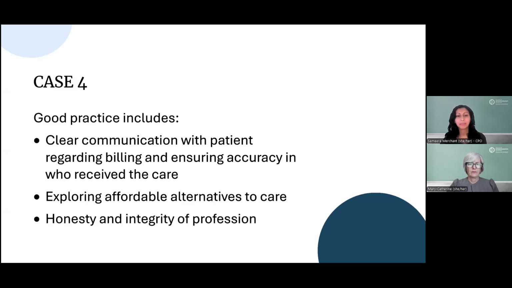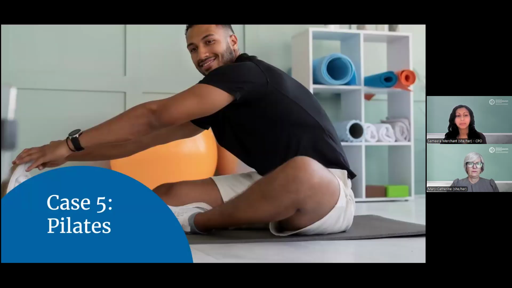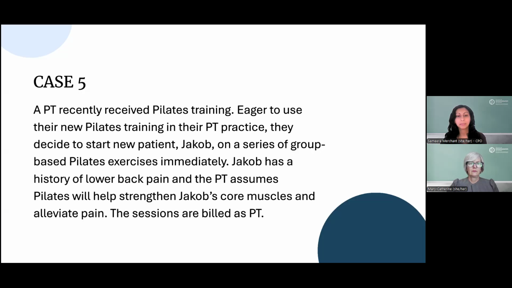Thank you, Mary-Catherine. Now let's examine our fifth and final scenario for today's presentation. Case 5, Pilates. A PT recently received Pilates training and is excited to use it in their PT practice. Jacob, a 30-year-old with a history of lower back pain, comes to the PT for physiotherapy. Eager to use their new Pilates training, they decide to start Jacob on a series of group-based Pilates exercises immediately, assuming they will help strengthen Jacob's core muscles and alleviate pain. The sessions are billed as physiotherapy.